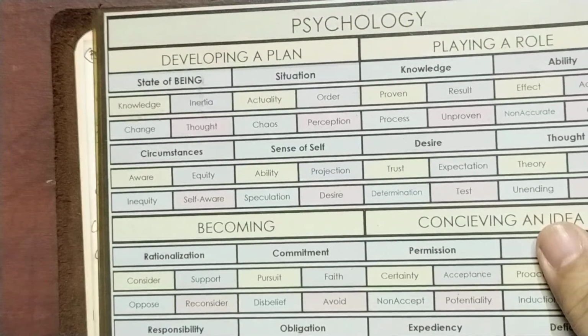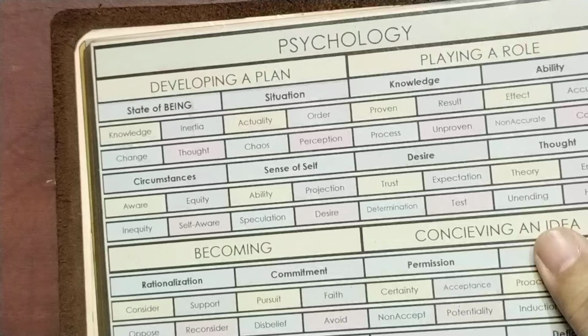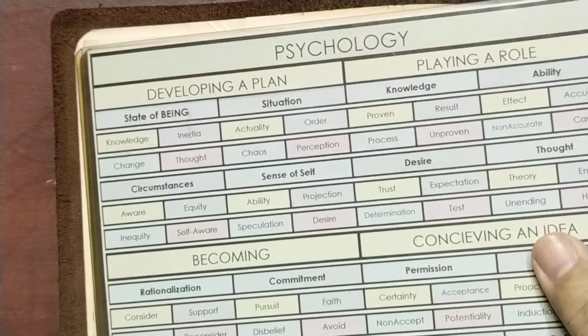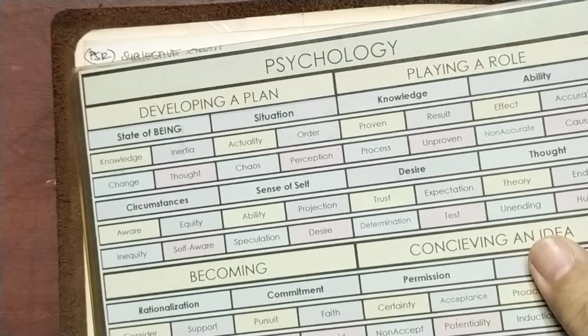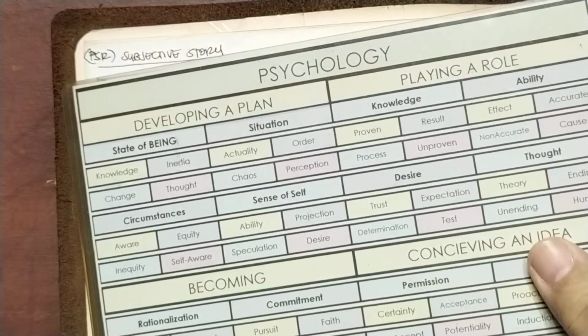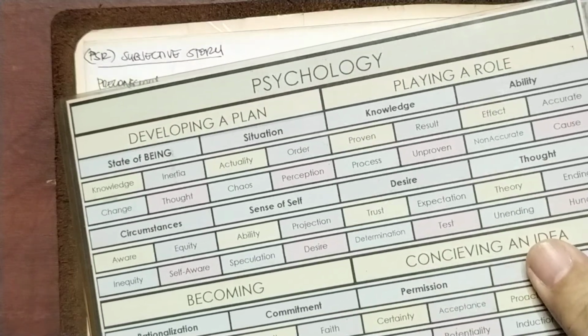So let's look for the definition of state of being here, so I can clarify this. Give me a second. I have a paper here, a printout. Give me a second, please.